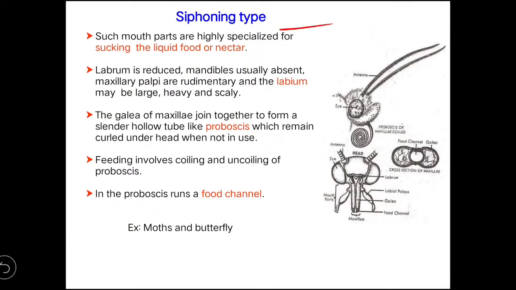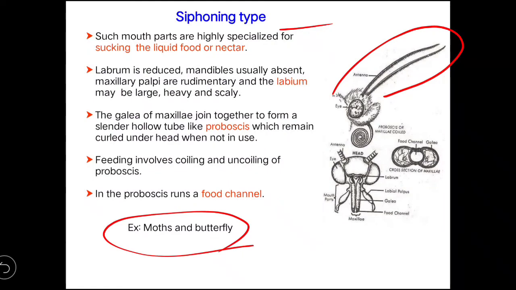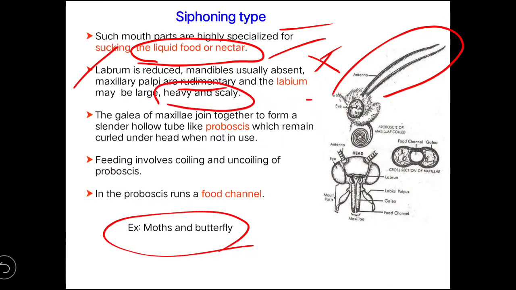Then we will see the siphoning type of mouth parts. This type of mouth part you will find in butterflies and moths. They suck liquid food or nectar from the flower. The labrum is reduced, and the mandibles are usually absent. Maxillary palpi are rudimentary, and the labium may be large, heavy and scaly.